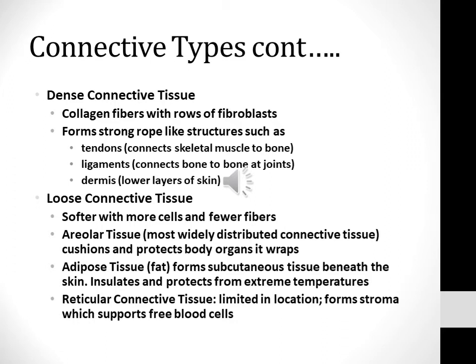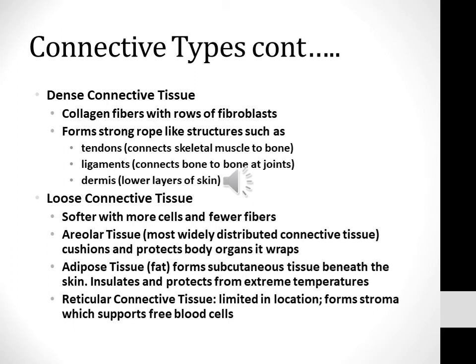So you have areolar tissue, which is your most widely distributed connective tissue. It's going to cushion and protect your body organs. It's going to wrap them up. We have our adipose tissue, which is fat, and it forms the subcutaneous tissue beneath the skin. It's going to be insulation and protection. It's also a food reserve and is stored in the cytoplasm.